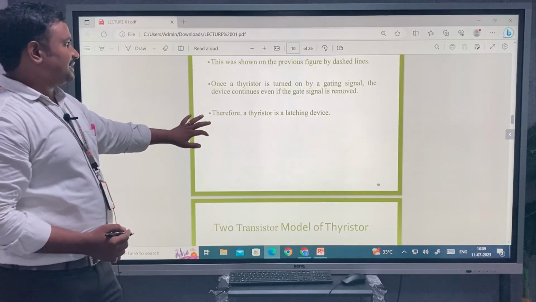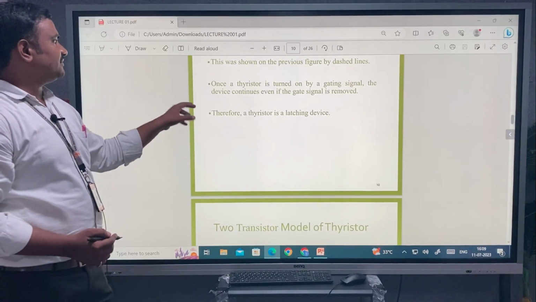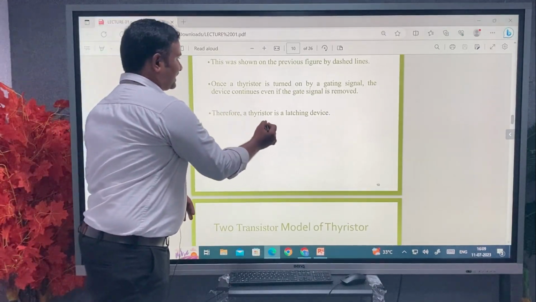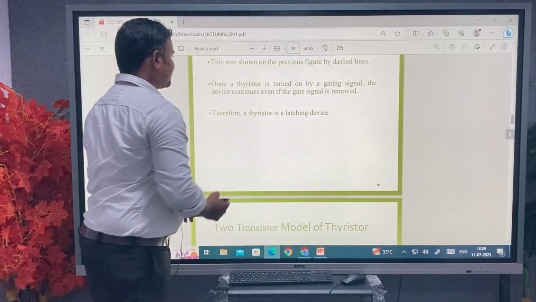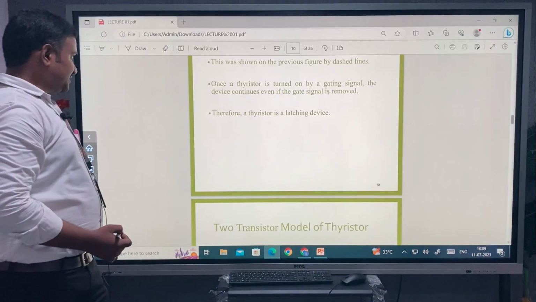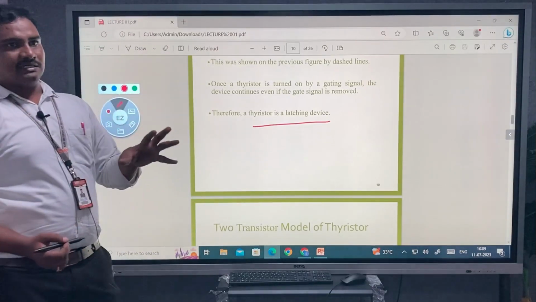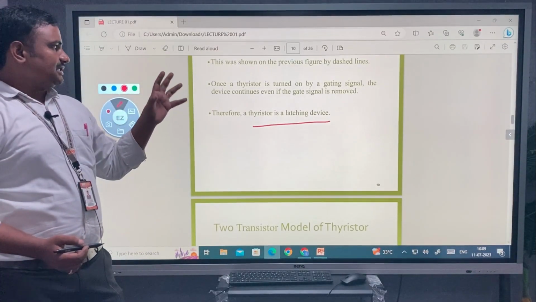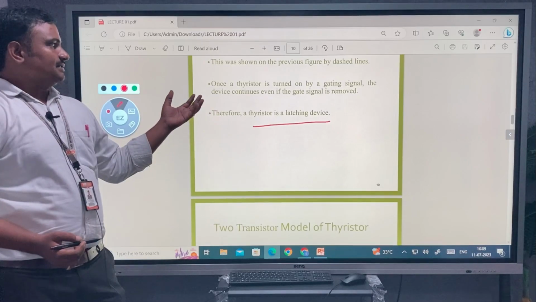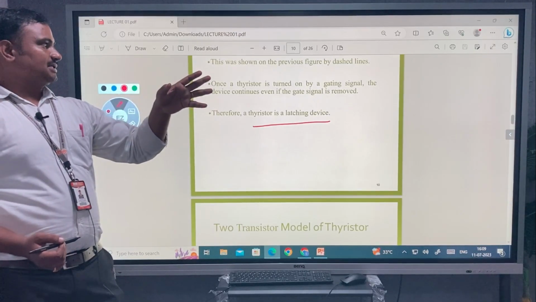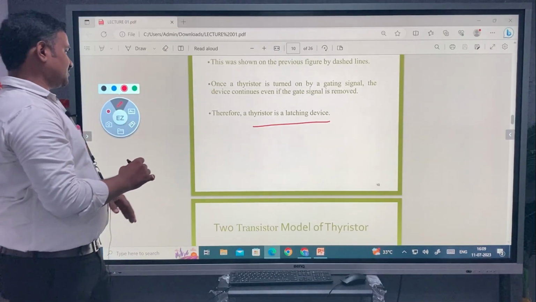So that's what. Once the thyristor is turned on by the gating signal, the device continues to conduct even if the gate signal is removed. This is nothing but your latching current. So that's why the device can be called a latching device. So once the gate signal is given to the thyristor and the device is turned on, the device gets into the on state. So even though the gate signal is removed, it will stay in the on state only.